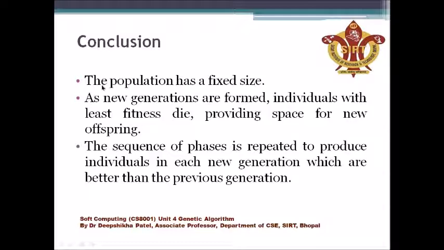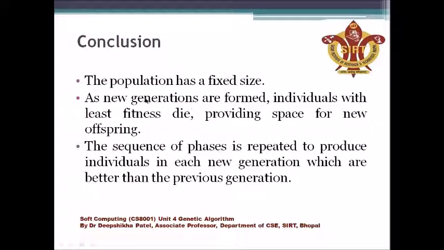In conclusion, there are some important points to be remembered. The population has a fixed size. The first step is to initialize the population, and when we initialize it, the size of the population is fixed. It is very important to maintain the fitness score, because the individuals having the lowest fitness score get replaced by new offspring with a better fitness score.